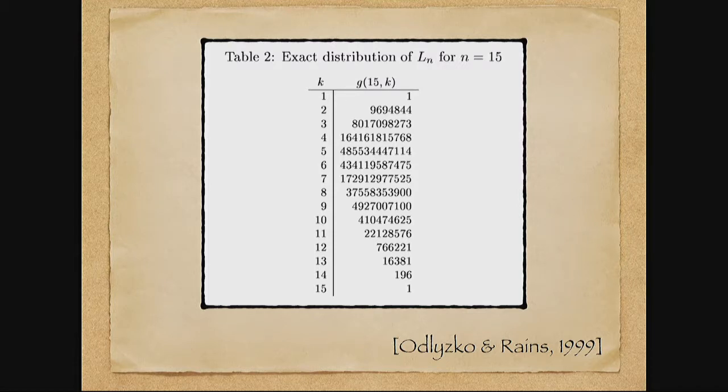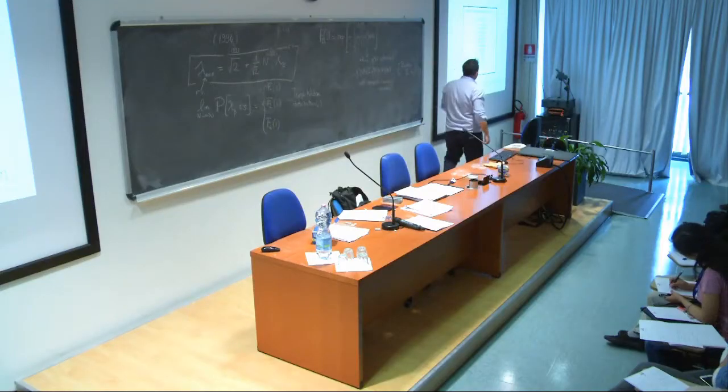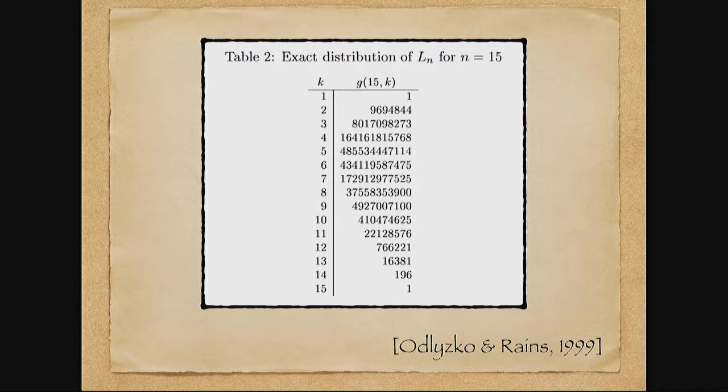Which permutation is this? Exactly. Yeah, the one which is reversed. So you have 15, 14, 13, and then the length of the longest increasing subsequence is 1. The same thing here. We have only one permutation where the longest increasing subsequence has length 15, which is the identical permutation, 1, 2, 3, 4, 5, up to 15, then the length is 15. But these other numbers are non-trivial. For example, we have 196 permutations where the length of the longest increasing subsequence is 14. It means basically that you have swapped two numbers. At least for 14, it's easy. Yeah, exactly. For the others, it becomes a bit more intricate, right?